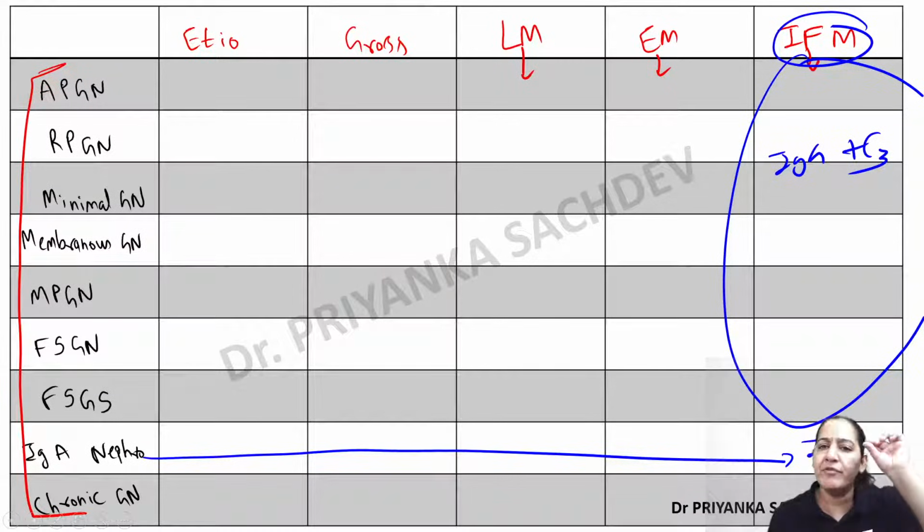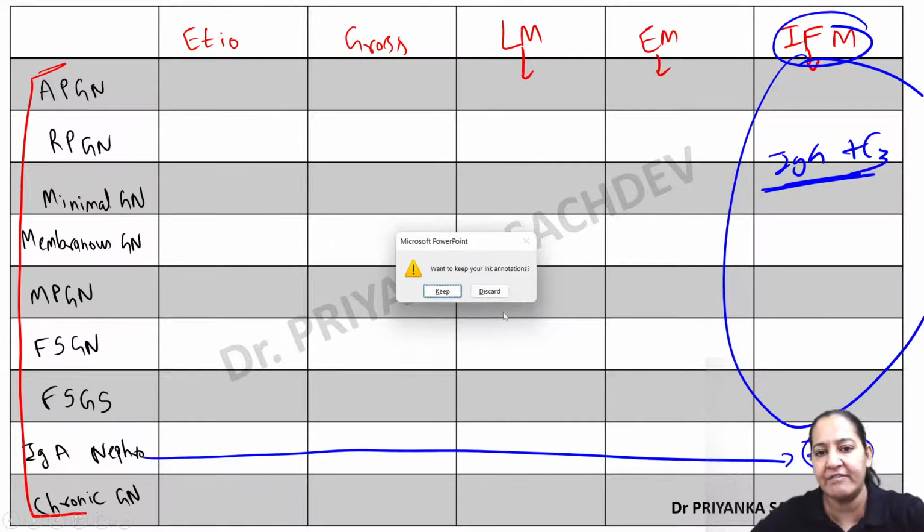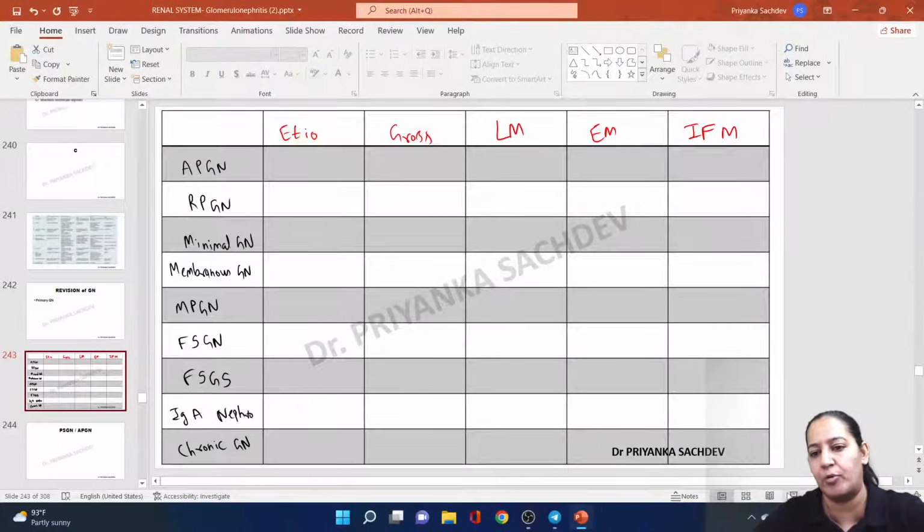Immunofluorescence is done. Whichever one they ask about, the answer is the same, IgG plus C3. But IgA nephropathy is different. It contains IgA along with or without IgG. Yes, IgG plus C3, Siddhika, absolutely right. So that is the first thing you must learn in all of them. The second thing I would like to tell you is the electron microscopy of all of them.